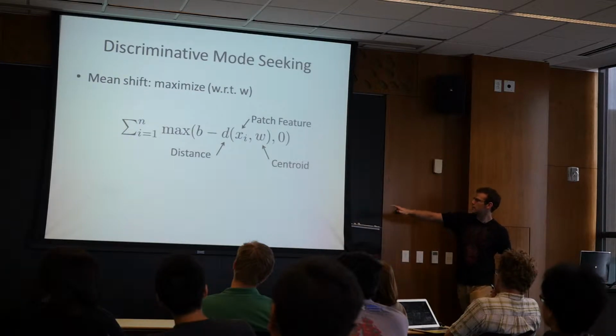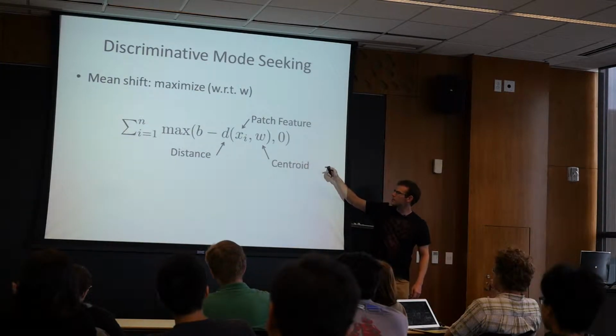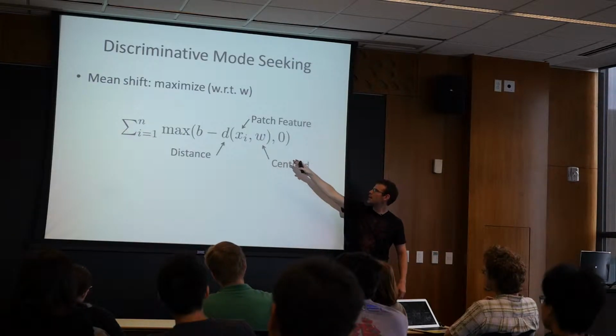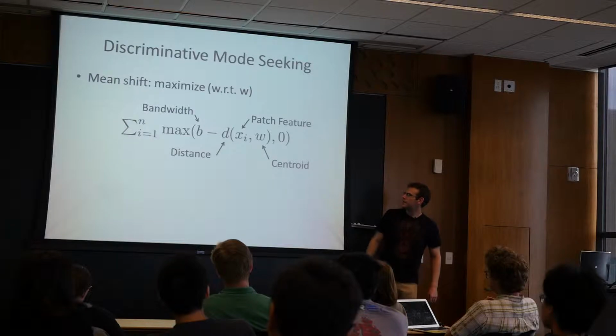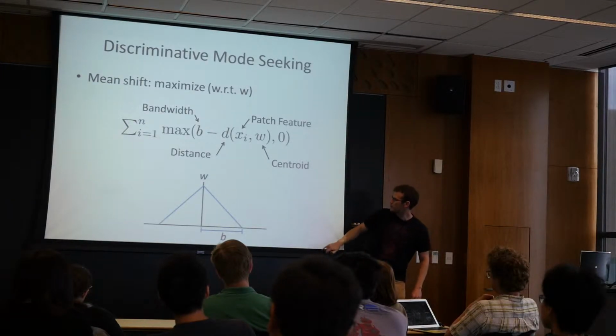For the point W, that's where we're doing the estimate. We want to maximize with respect to W. We're computing the distance between each patch feature and that centroid, and taking B minus that value and max with 0. So what does that mean in pictures?